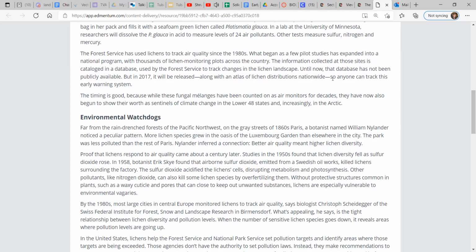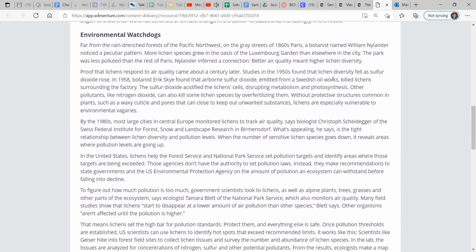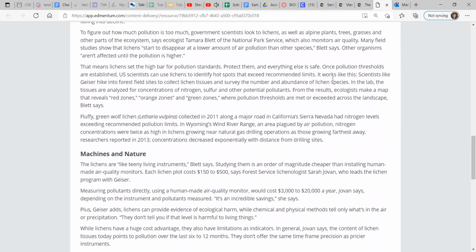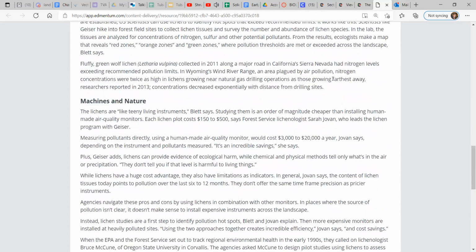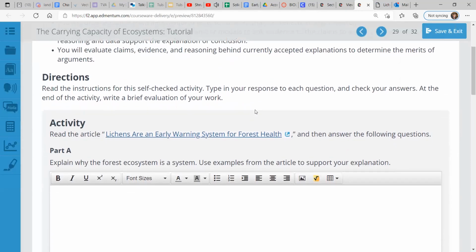The timing is good because while these fungal melanges have been counted on as air monitors for decades, they have now also begun to show their worth as sentinels. Sentinels means like a beacon of climate change in the lower 48 states and increasingly in the Arctic. So that is one part of this article. Let's see what answers we can provide with that first reading.